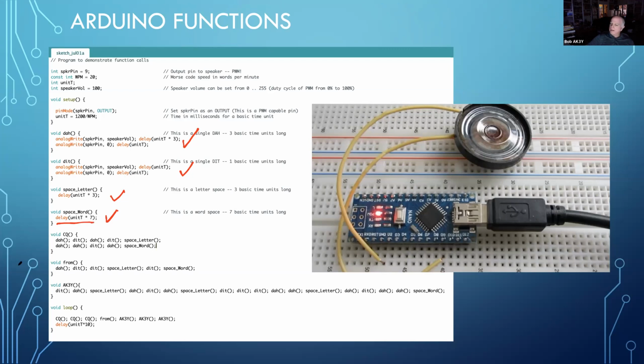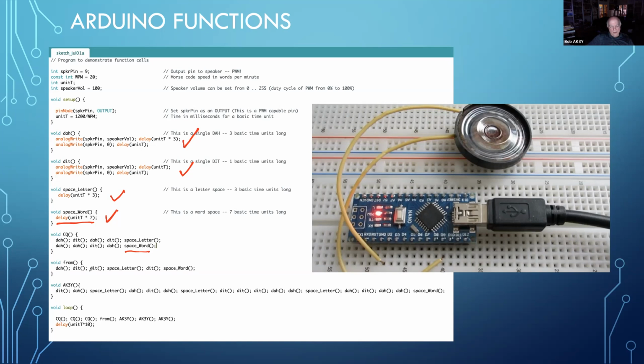And now I'm going to create another function called CQ. Well, I've got all these other functions here. I've got DIT and DA and spaces and what have you. So I'm going to create a CQ. My CQ is DA, DIT, with a space between that, which is the letter space. Remember, I just created a single letter C, so I've got to put a letter space there. Then I've got DA, which is a Q, and I put a word space because the next thing would be the next word. So CQ is an entire word.